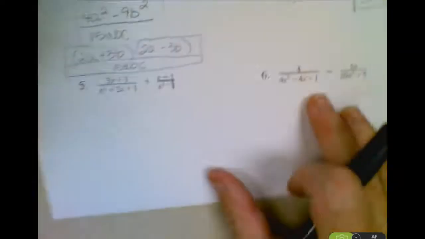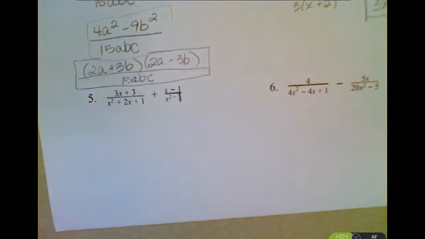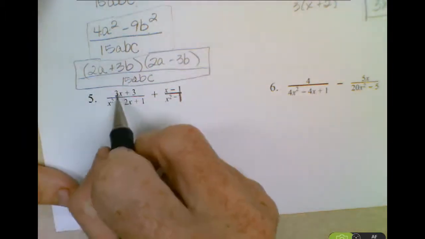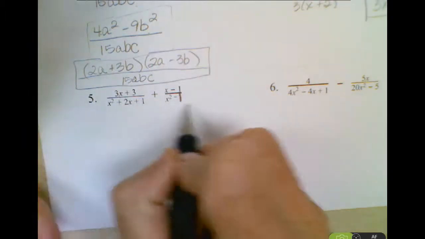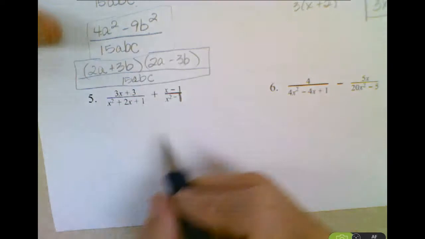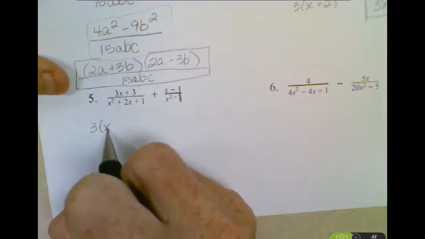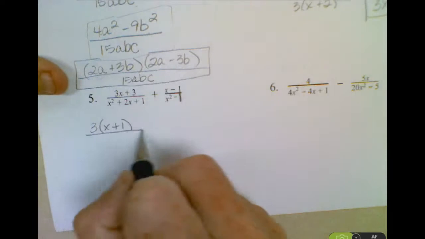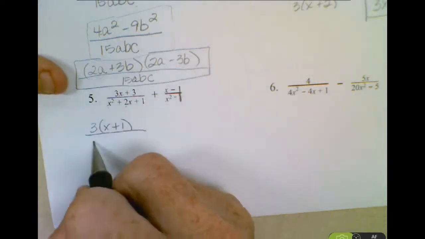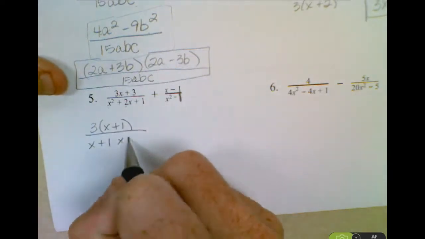Okay, 5 and 6 is going to require you to factor everything first, and then see if you have common denominators, and if not, to make common denominators, and then multiply. So start with one at a time, get them all factored first before you try to do anything else with them. So 3x plus 3 factors out to 3 times (x plus 1). On the bottom you have x squared plus 2x plus 1. That factors to (x plus 1) and (x plus 1).